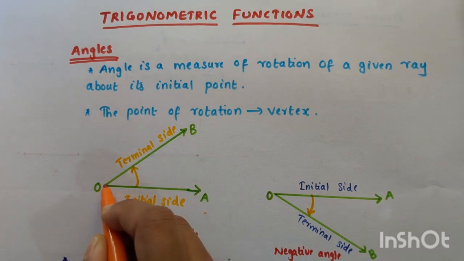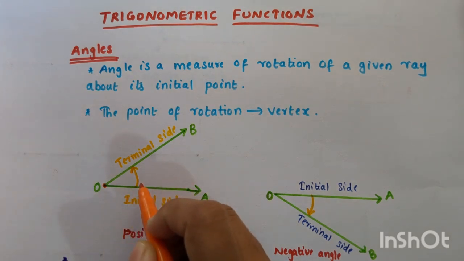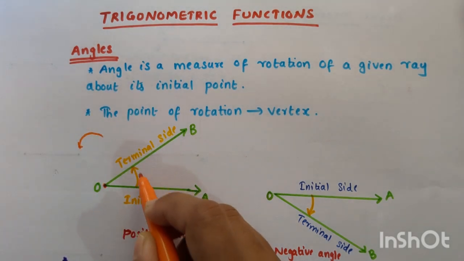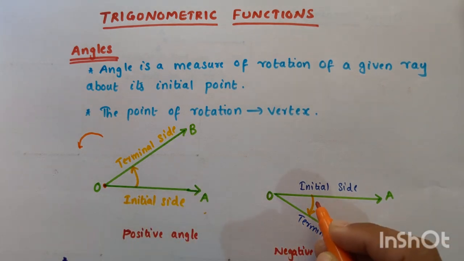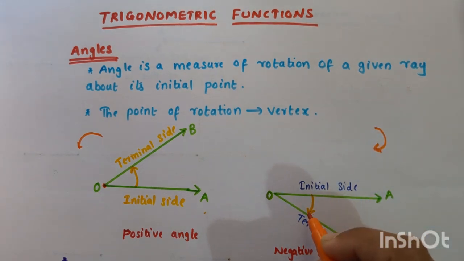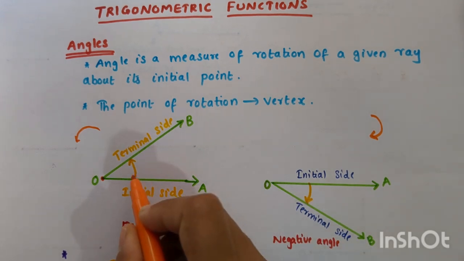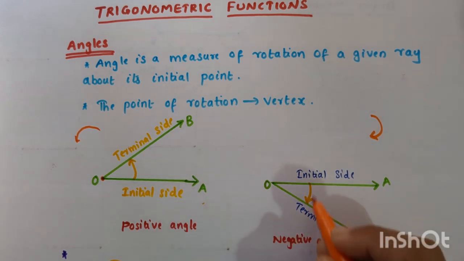Now, the point of rotation is called the vertex. If the direction of rotation is anti-clockwise, then the angle is said to be a positive angle. But if the rotation is in the clockwise direction, then that angle is said to be a negative angle. So anti-clockwise rotation gives a positive angle, and clockwise rotation gives a negative angle.